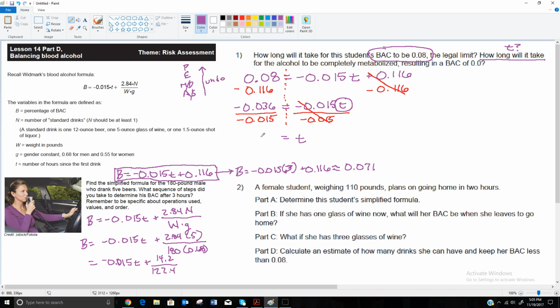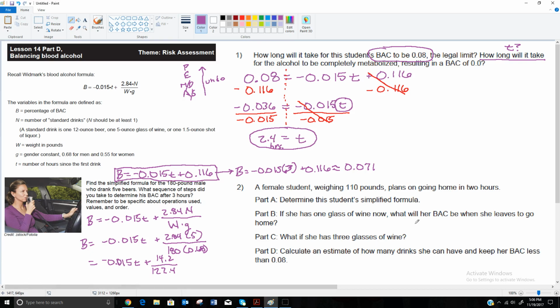So in order for this student to be at the legal limit, if he wants to drink 5 beers, he's going to need to give himself at least 2.4 hours. This is time. So 2.4 hours before he would be at the legal limit. Remember, that's not under the impaired limit, that's just to the legal limit. He would still be impaired all the way down to 0.05. This is only 0.08.